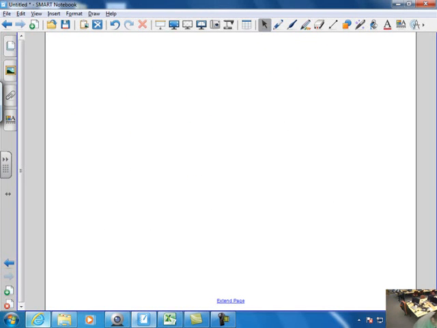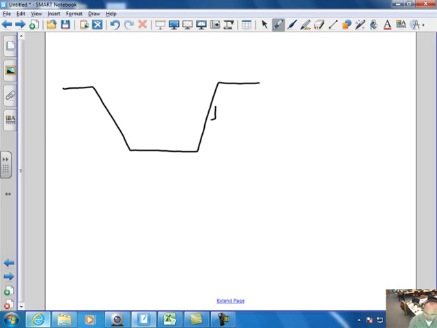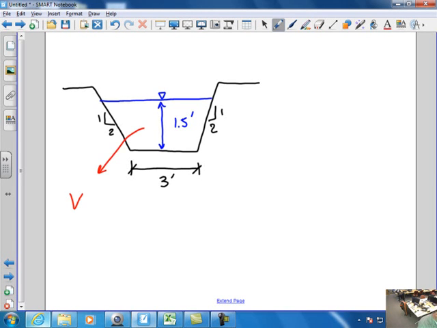So, let's do another one. Let's say we have a channel like this, and let's say these are 2-to-1 slopes, and we have a bottom here of 3 feet. And let's put the water depth in here at 1.5 feet. And the velocity coming through this channel is equal to 4 feet per second. What is my Q?